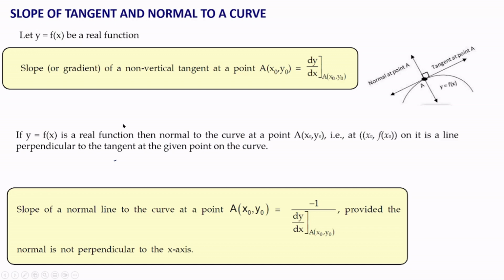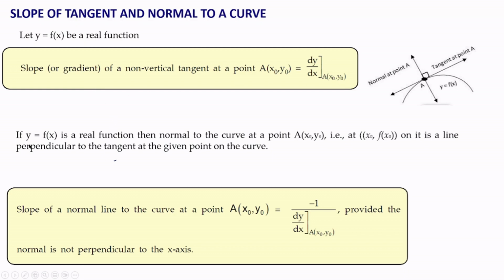Next we have slope of tangent and normal to a curve, and equation of tangent and normal to a curve. So let us take y equal to f of x, a real function. If we have this curve y equal to f of x, then the slope or gradient of a non-vertical tangent at a point A (x0, y0) is given by the derivative of this function, dy by dx at (x0, y0). So that is the slope.